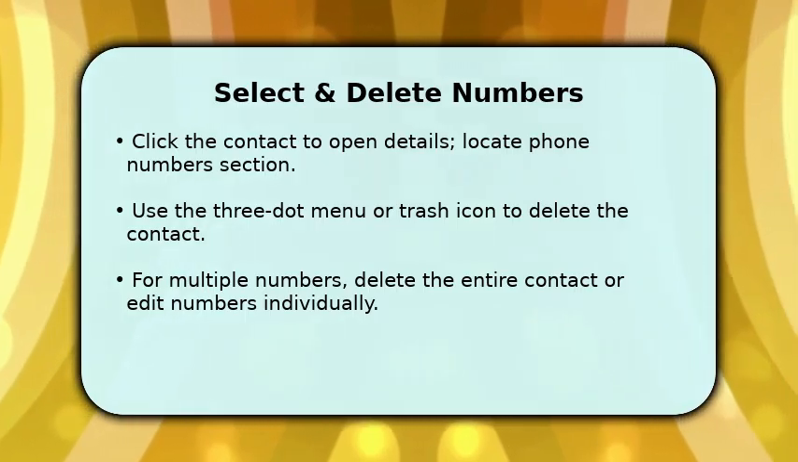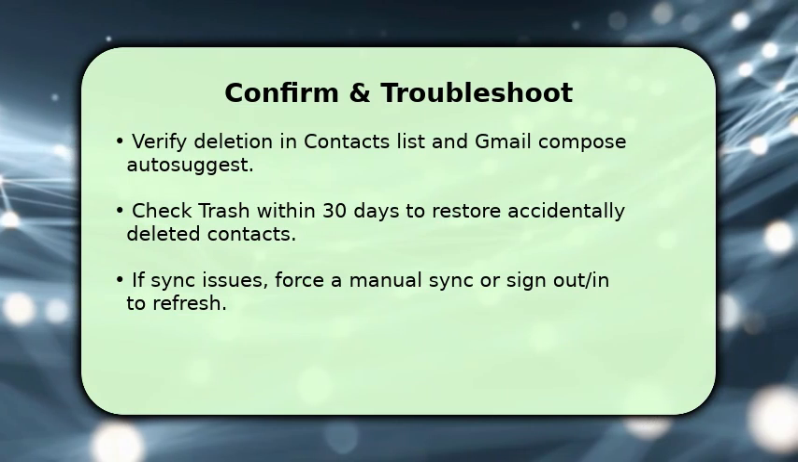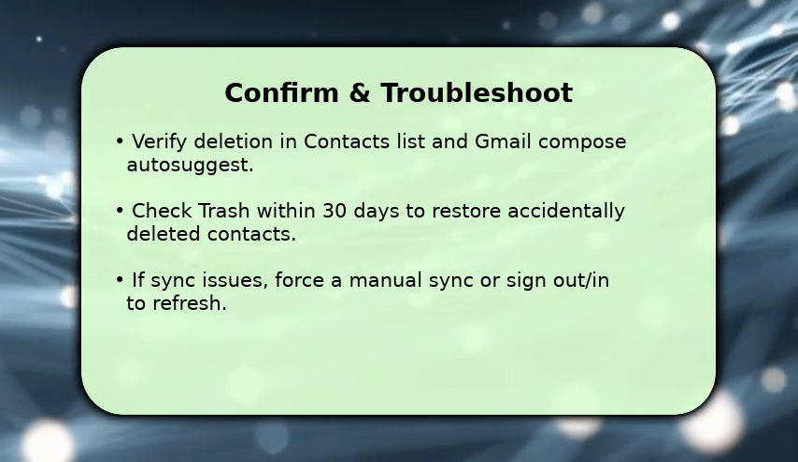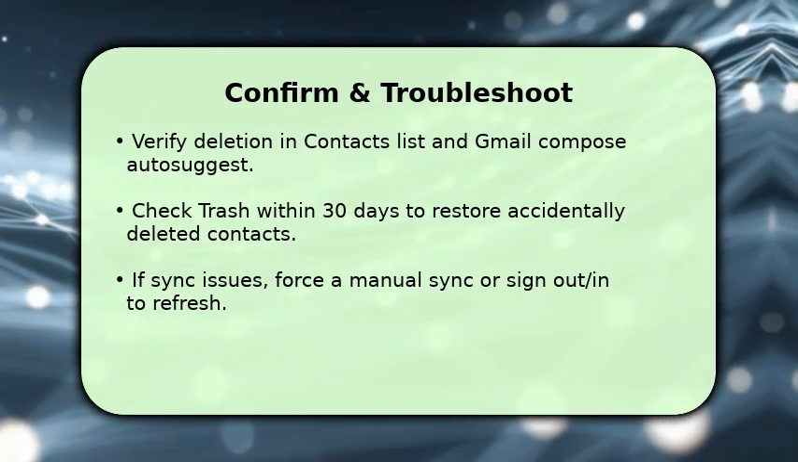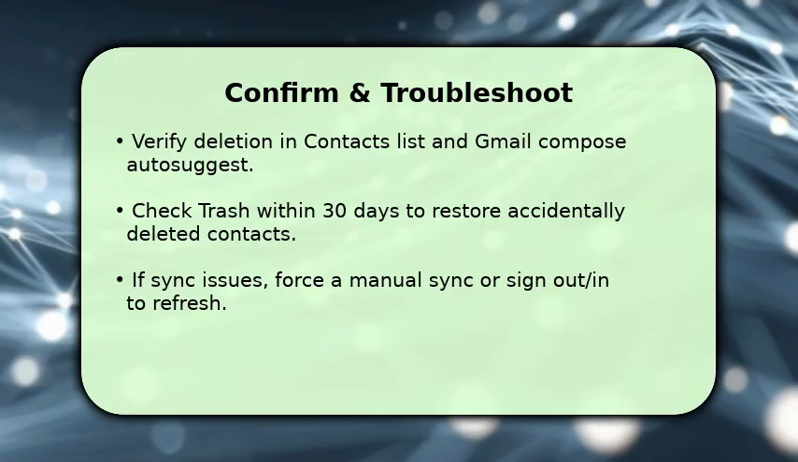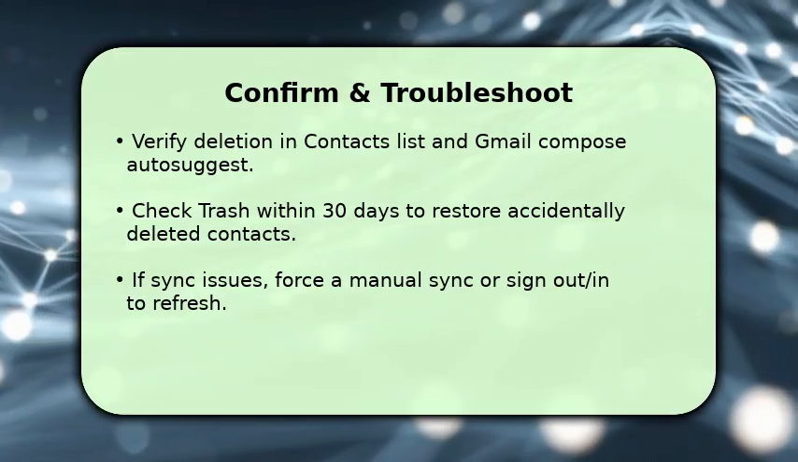To finish, verify the number no longer appears in your contacts list and test Gmail Compose suggestions to ensure it's gone. If you accidentally deleted the wrong contact, open trash in Google Contacts within 30 days and restore it. This keeps data safe for a limited time.